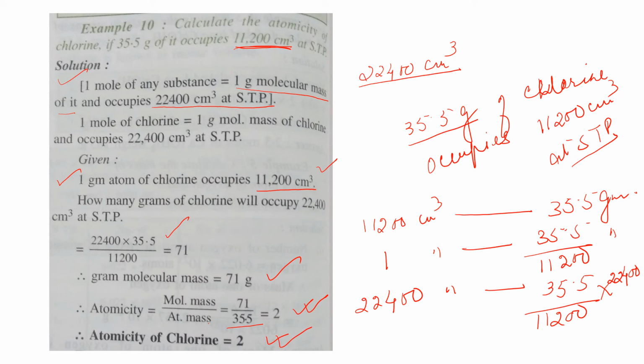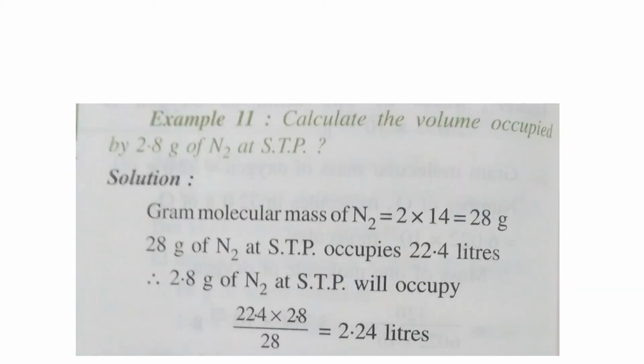Is it okay? Next: calculate the volume occupied by 2.8 gram of N2 at STP. Now the gram molecular mass of N2 is 28 gram. So 28 gram of N2 at STP occupies 22.4 liters. This is a known fact. Now 2.8 gram of N2 at STP occupies how much? 22.4 into 2.8 divided by 28, unitary method, it is 2.24 liters.